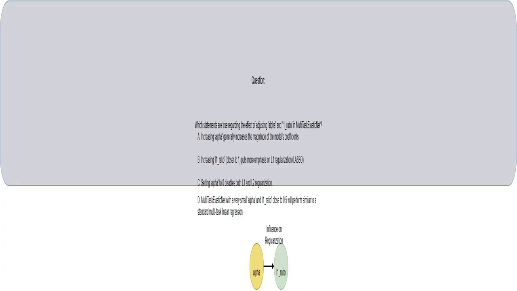As you increase L1 ratio towards 1, you shift the regularization more towards lasso, which tends to produce simpler models with some coefficients set exactly to 0, promoting feature selection.